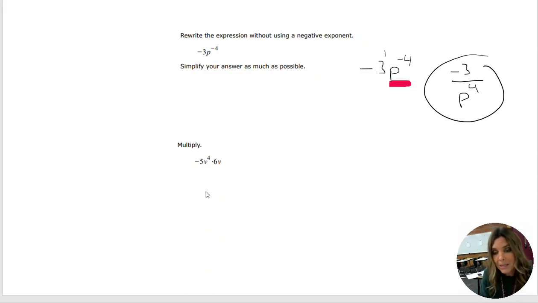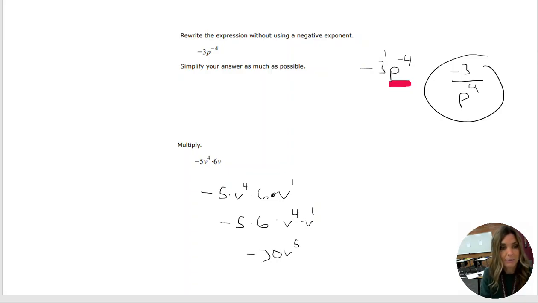Okay. On the next one, we have a -5 multiplied by v to the 4th multiplied by 6 multiplied by v to the 1st. Okay, so if I rearrange the order that I'm multiplying in here, we can see that we have a -30 v to the 5th.